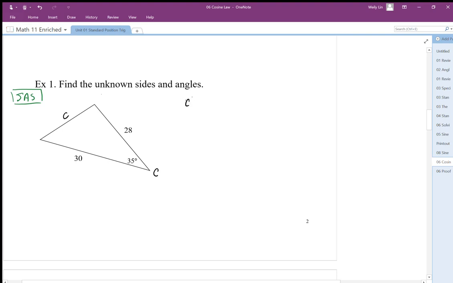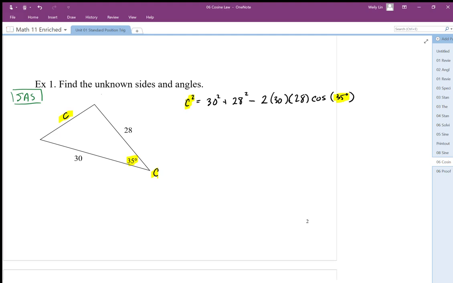So C squared is equal to A squared plus B squared minus 2 times A times B times cosine of angle C. Again, what I'm making sure of is that the side C that I'm solving for has to have the cosine of that angle in the formula. That's really the only thing that I have to be careful of when applying this formula.